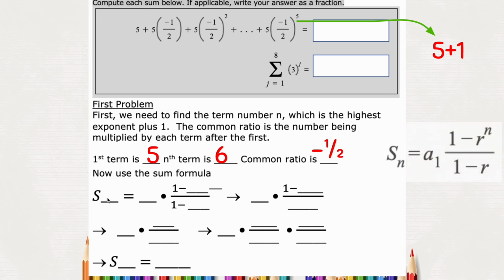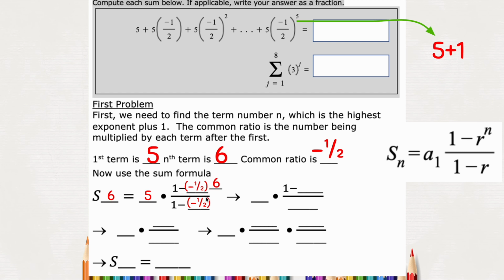All right, so we're going to use our sum theorem, or sum formula. We're going to add the sum up to the 6th term. So I'm going to put my first term here, and then it's 1 minus the common ratio, which is -1/2, raised to the term number, which is 6, and then 1 minus the common ratio on the bottom.